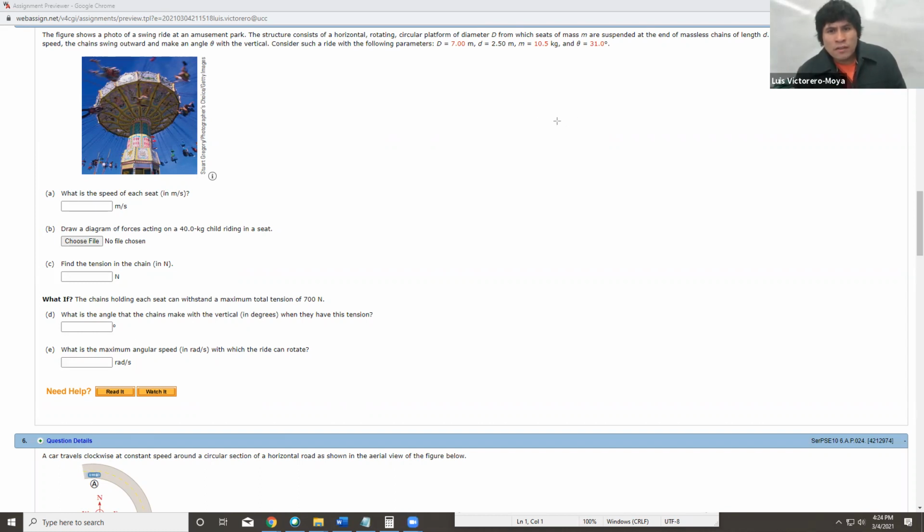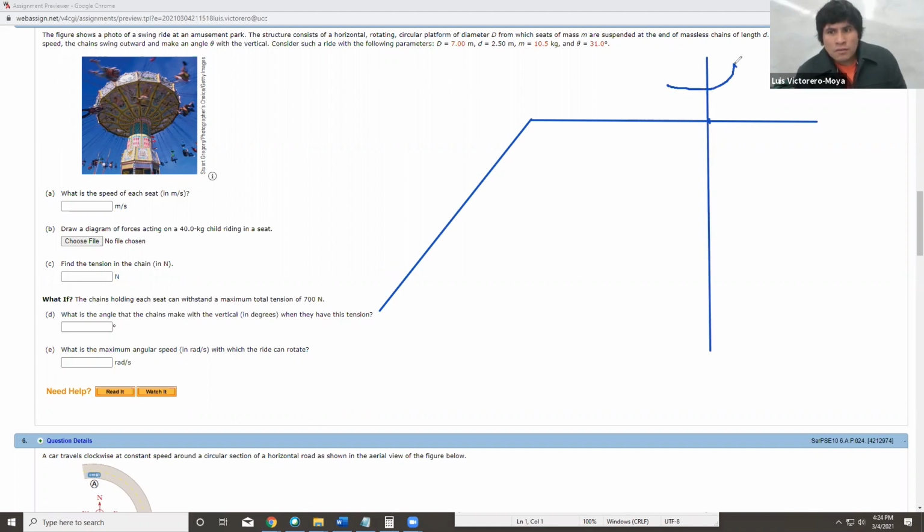This will be the diameter of the wheel, all this. This will be the center. And the wheel is rotating. The chains that they tell you in the problem start from here. So this is the axis of rotation now. Okay? So maybe I should draw it like this. It's like the center.